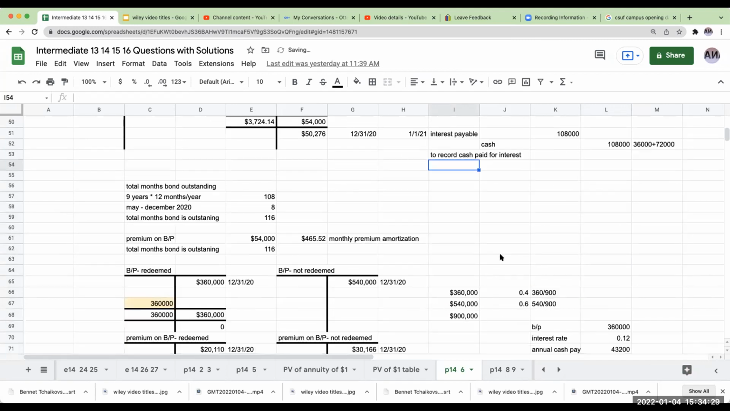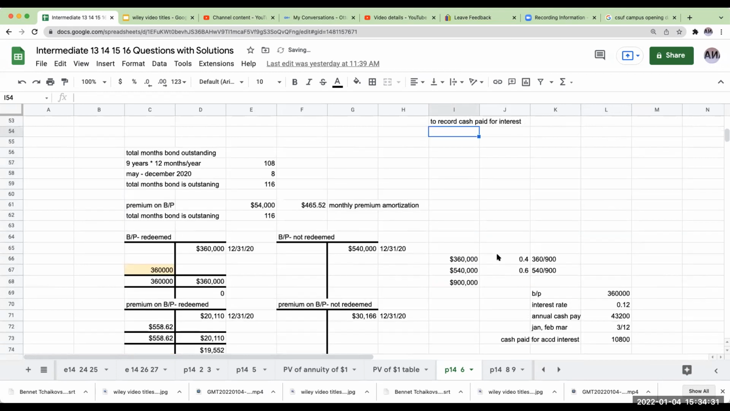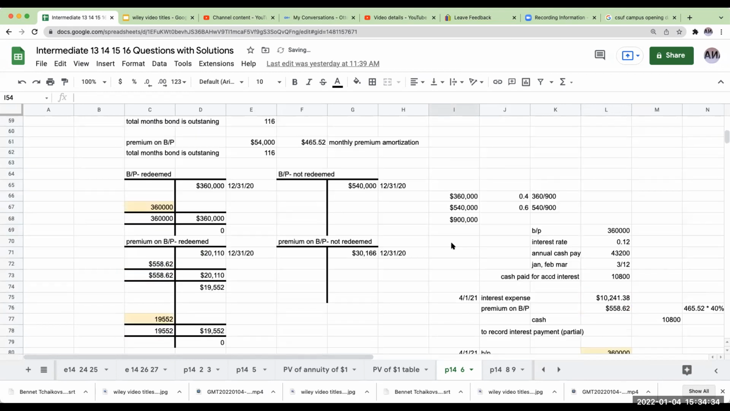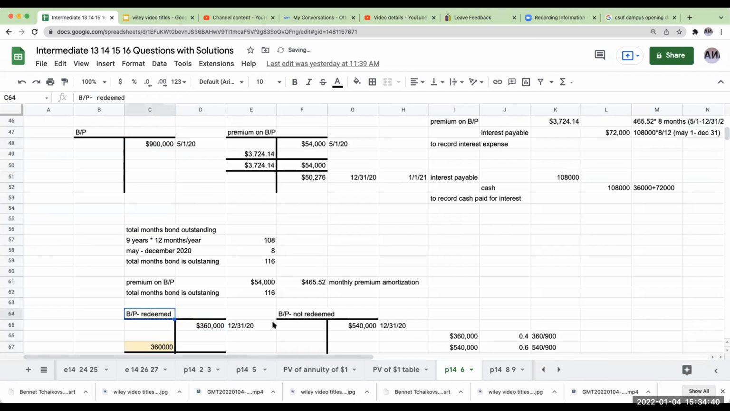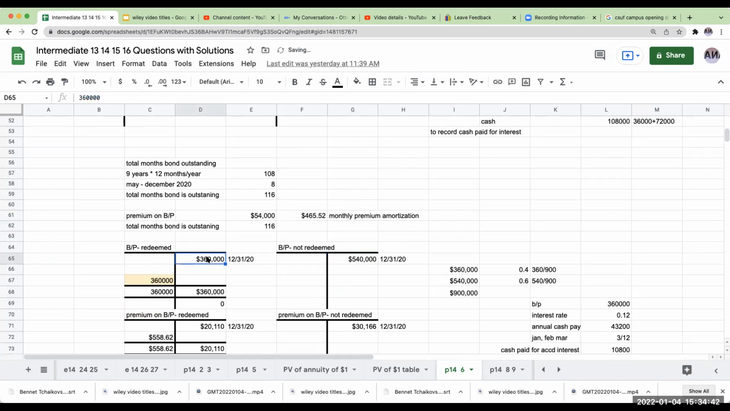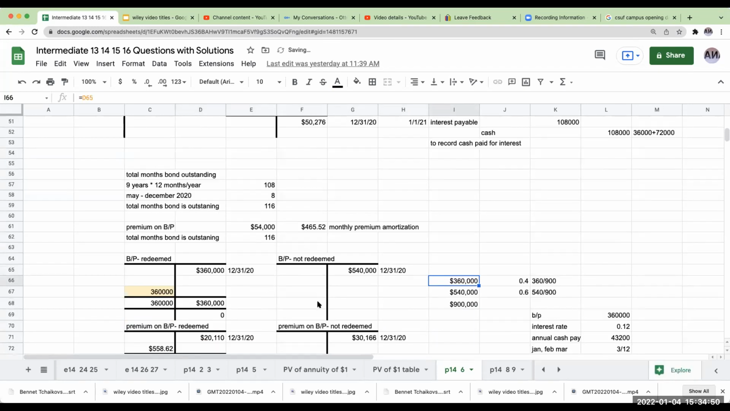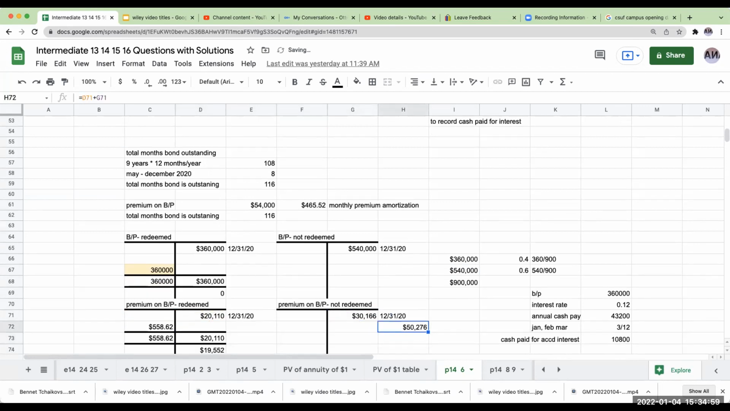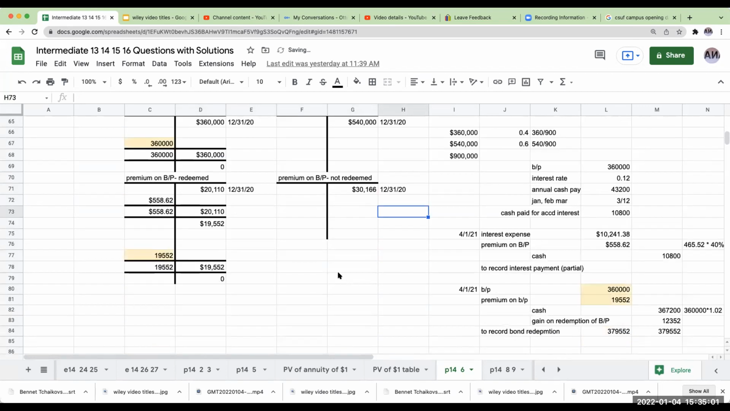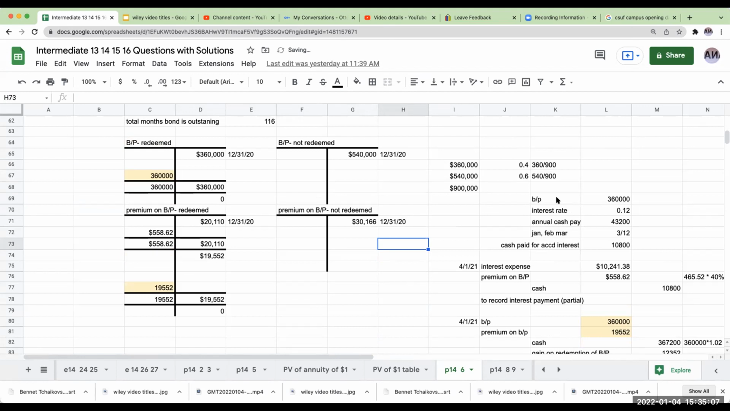Okay, so I find out that on April 1st, or 3 months into it, I'm going to split up the bonds. When splitting up these bonds, I ask what's redeemed and what's not being redeemed. So I redeemed 360, and I didn't redeem 540. When you do this, make sure it adds up to the total amount of bonds payable. My total premium amount is 50,276. When I add up these two amounts, 50,276. So I've done that. Then my next step is to go through and accrue.